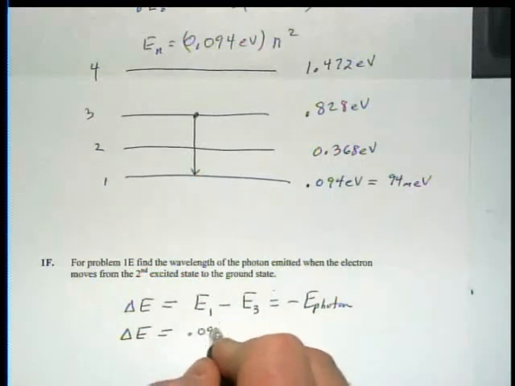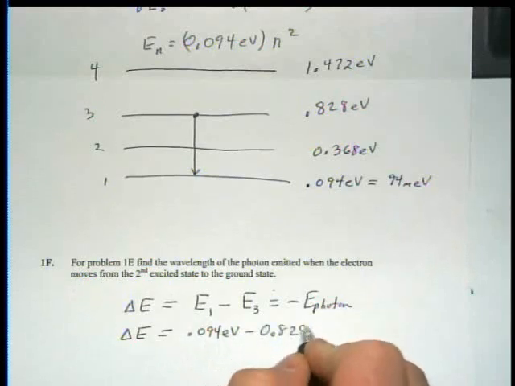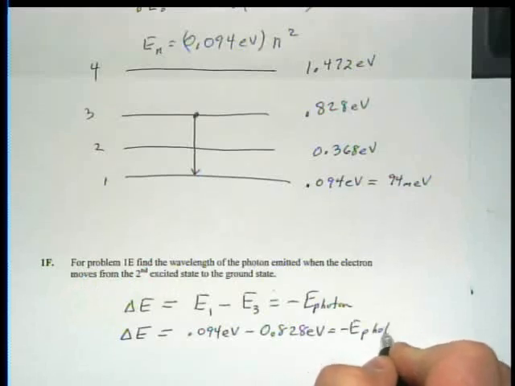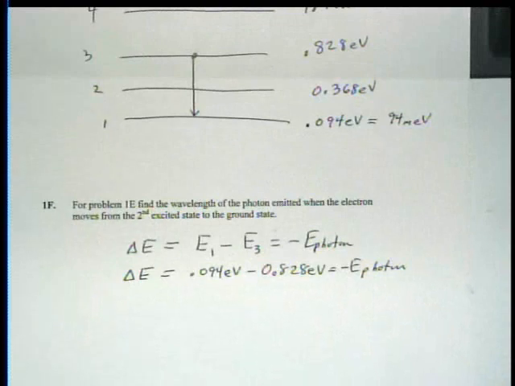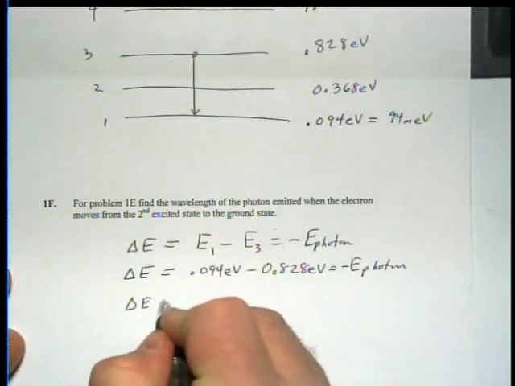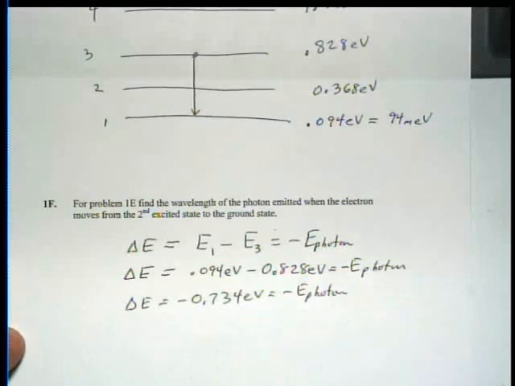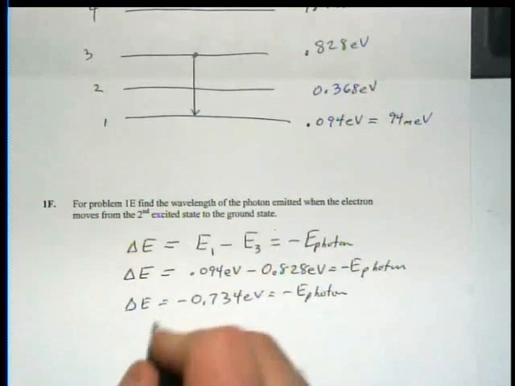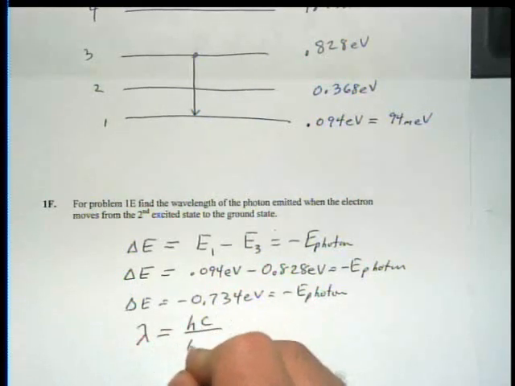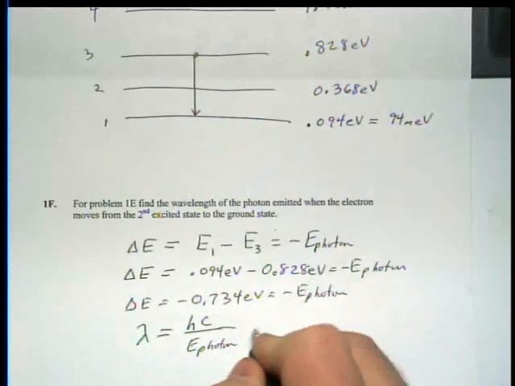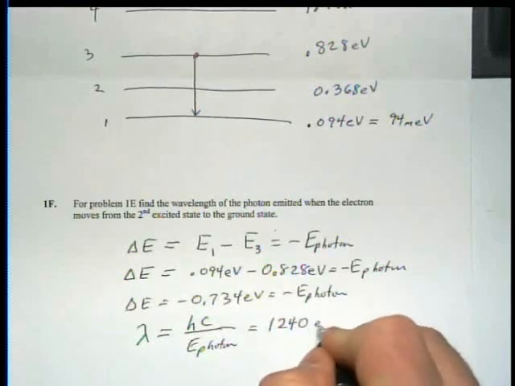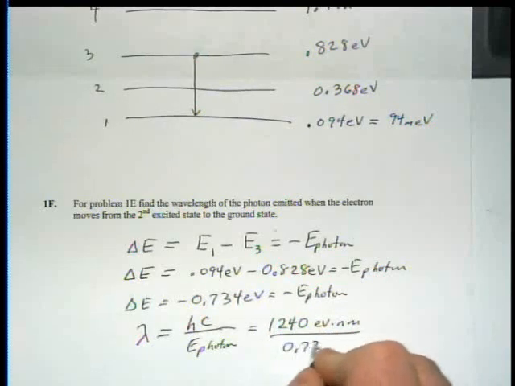So this one's 0.094 eV minus 0.828 eV minus E photon. We'll punch your calculator again. And it's 0.734. That's minus E photon. So the energy went down by 734 milli electron volts, and it did that by giving off the 734 milli electron volt photon. So lambda is equal to hc over E photon. So 1240 eV nanometers, and you're dividing by 0.734 eV.